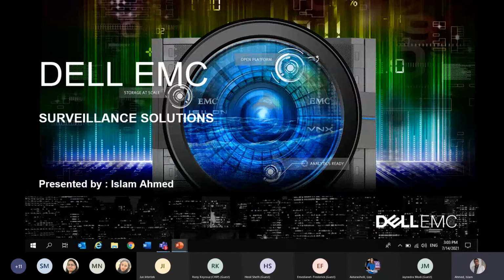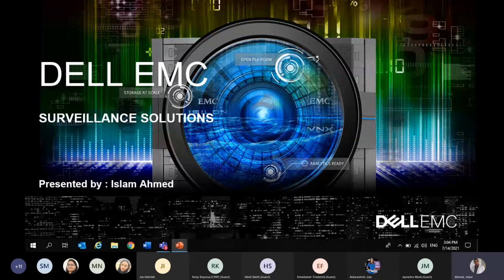So today our session is about the Dell EMC surveillance solution. We will talk about most of the surveillance products that Dell EMC provides to the market, how to differentiate Dell EMC products from others in the competition, how to sell and focus on the strong selling points of Dell EMC, and how to make you more familiar with Dell EMC products dedicated to surveillance solutions.